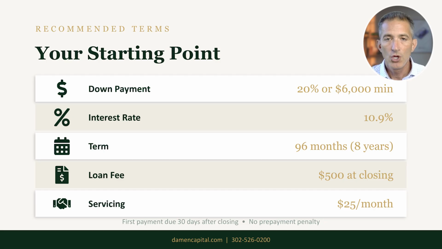Finally, remember: 20% down or $6,000 minimum, 10.9% interest rate, 96 months. Charge a $500 loan fee and $25 per month loan servicing fee paid by the buyer. The first payment is due 30 days after closing. Be flexible on terms to find win-win solutions, but remember that higher down payments mean higher note values when you sell. In the next module, we'll talk about why you should use a note and mortgage instead of a land contract. And this is critical. Let's keep going.